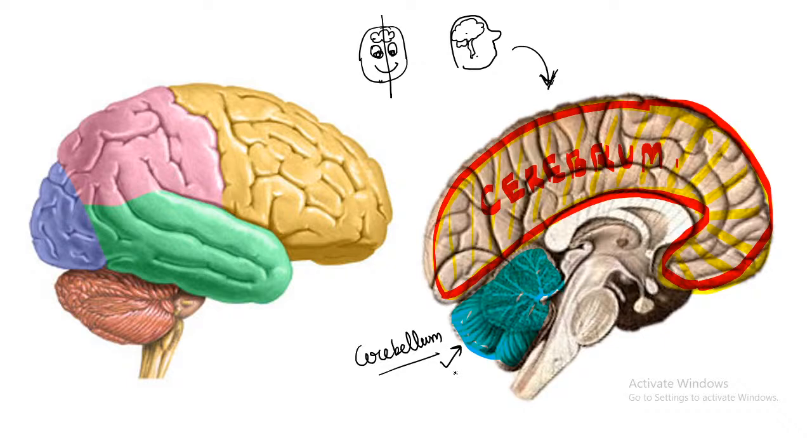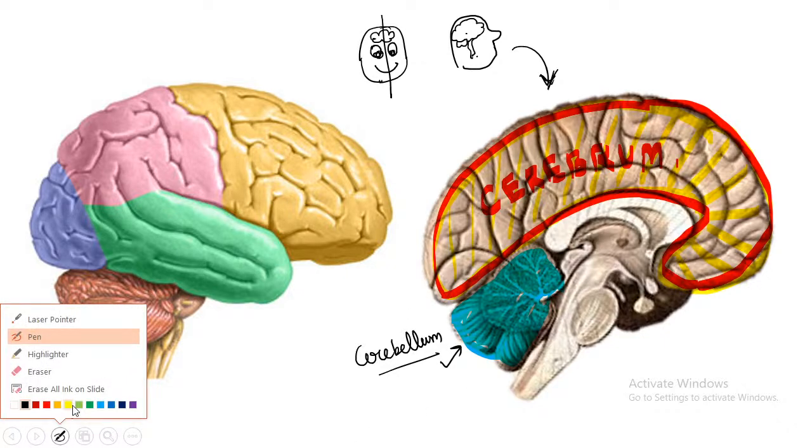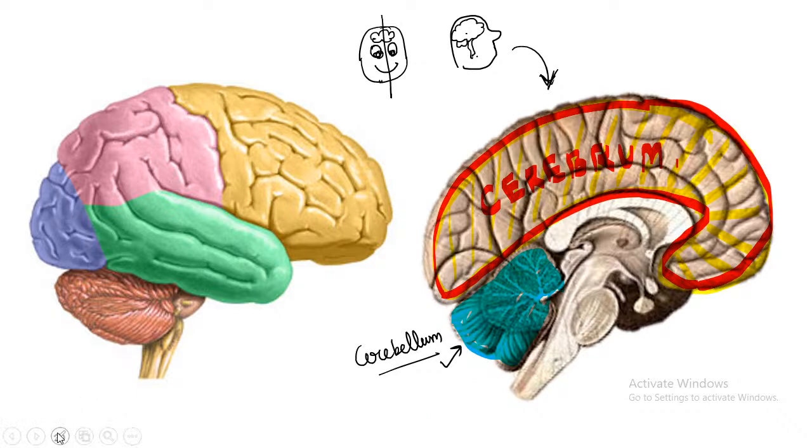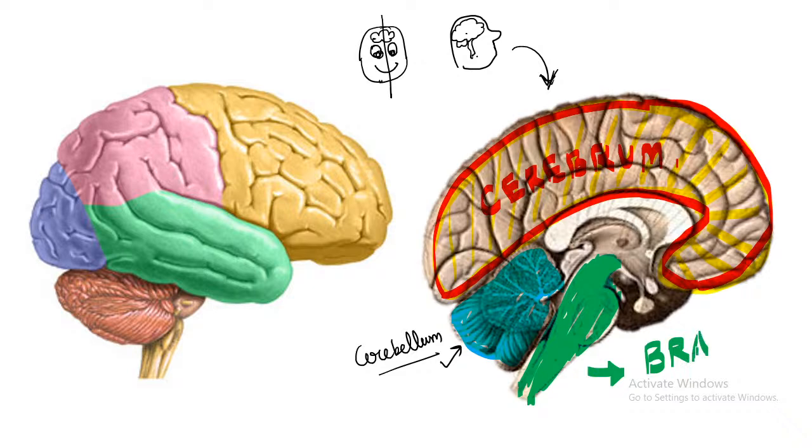This part. Now, if this is the cerebellum, what is this part? What is the name of this part? This green part over here? No, it's not medulla oblongata that you are trying to say. We will come to that in details. Basically, this structure as a whole is known as brain stem.